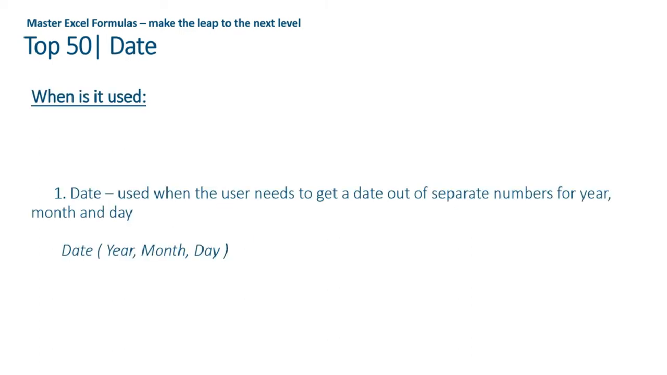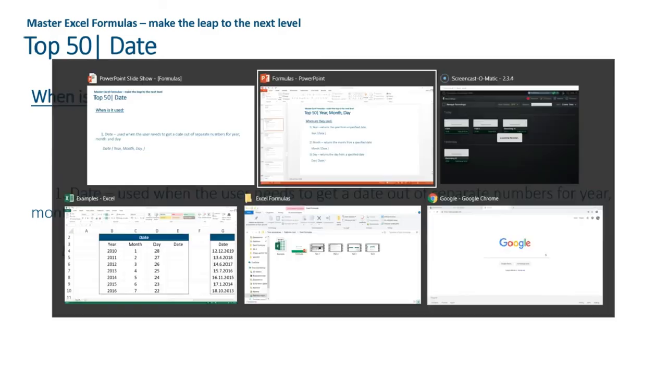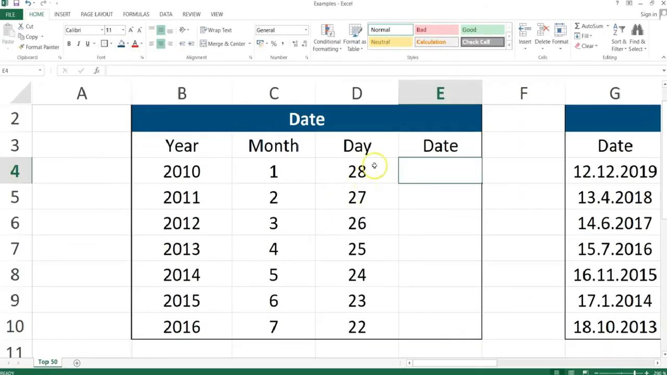The first formula that we are going to look at today is the date formula. The date formula is used when you need to get a date from separate numbers for a year, a month and a day, and the structure explains that as well. First, we need to input the year number, then the month, and then the day. So let me give you an example to show you what I mean.